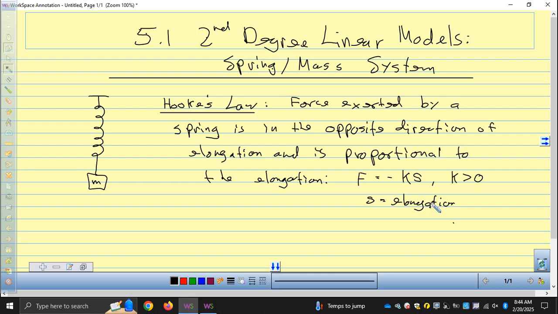So if we pull the mass below the equilibrium position, the spring is going to exert a force upward, and if we push the mass upward above the equilibrium position, the spring is going to impart a force downward.